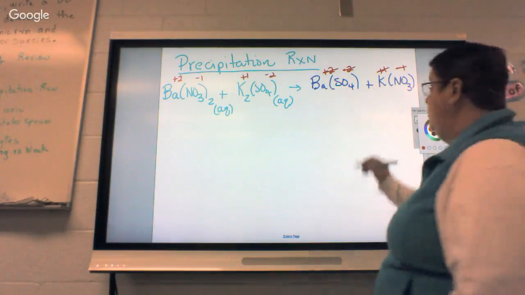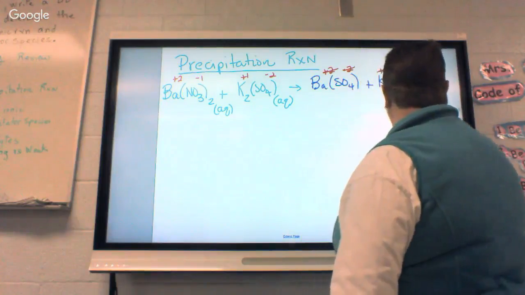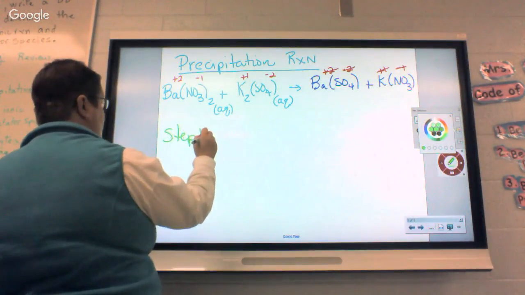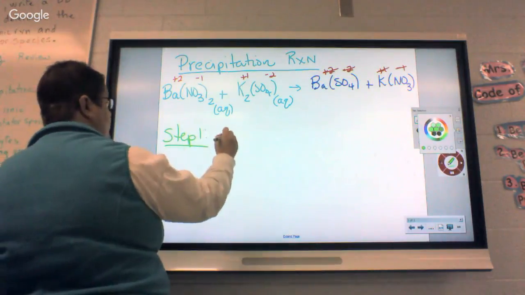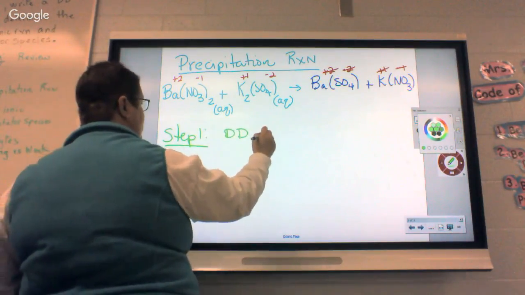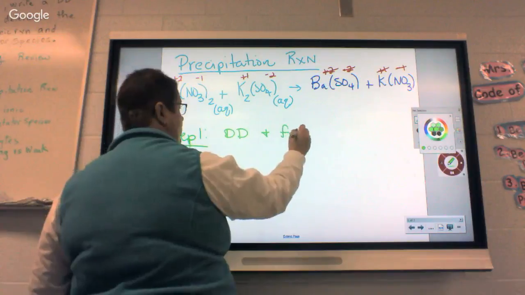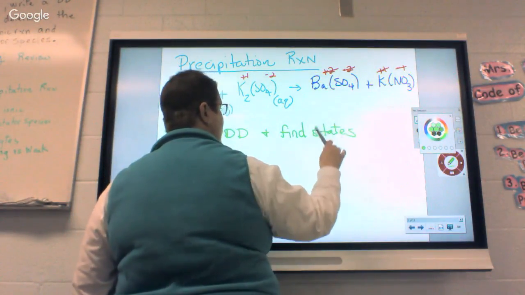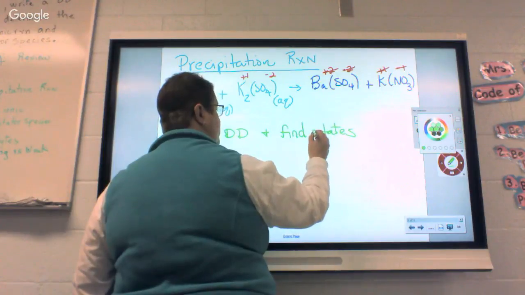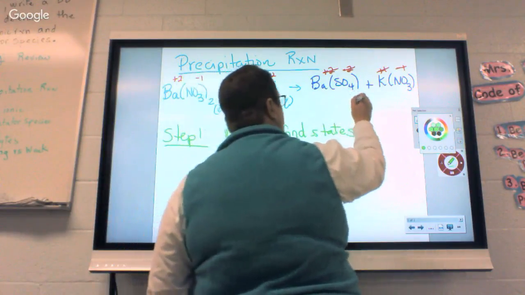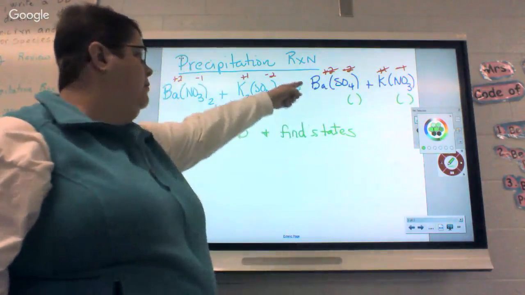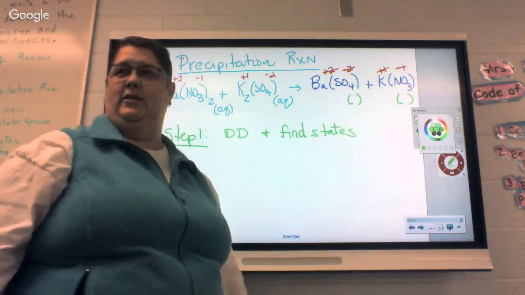So, step 1, we wrote down before break. For any of you who are absent, step 1 was double displace and find state. That's what we just practiced in the opening. So, using your rule, find the state. What is our anion in BaSO4?